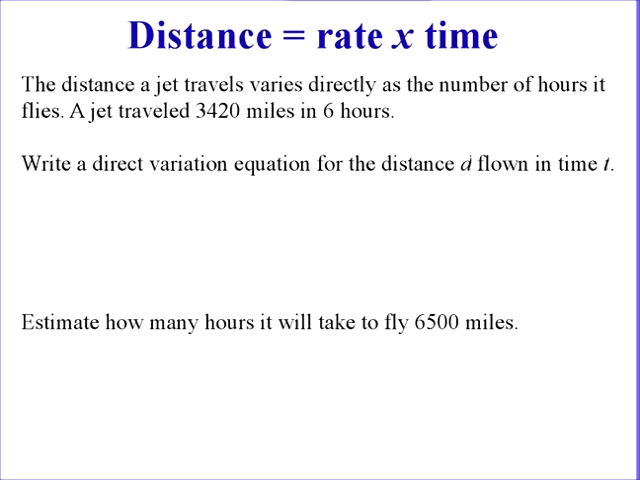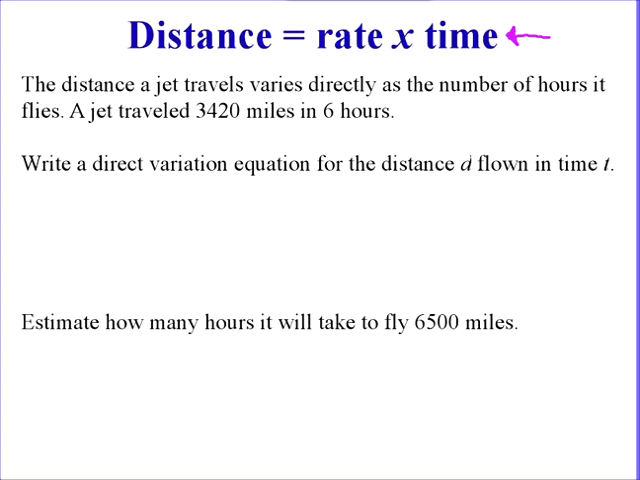The very last thing we're going to talk about is another direct variation type of equation, and that's the distance formula. Distance equals rate times time, and that should make sense. Because if you go 50 miles an hour and you drive for 1 hour, you will go 50 miles. Okay? And so if you look at this, it says the distance a jet travels varies directly as the number of hours it flies. So basically they're telling you that the jet fits this equation right here.